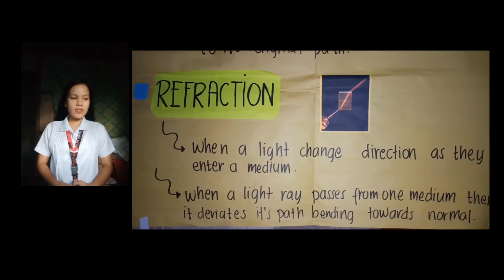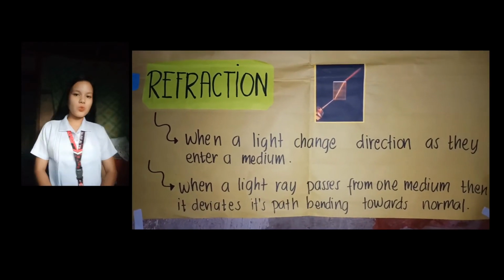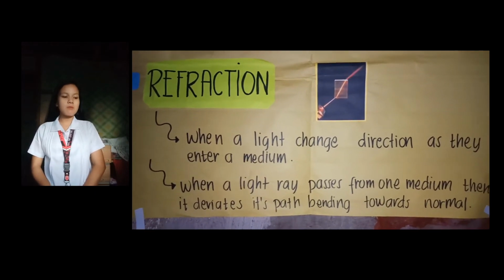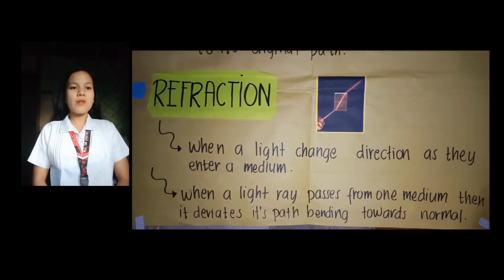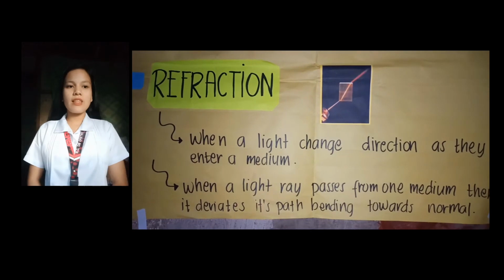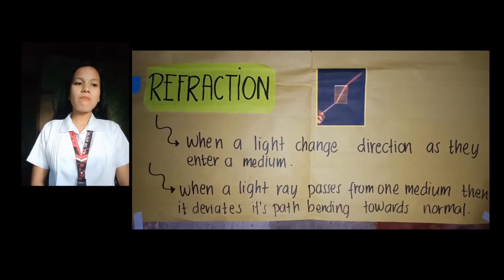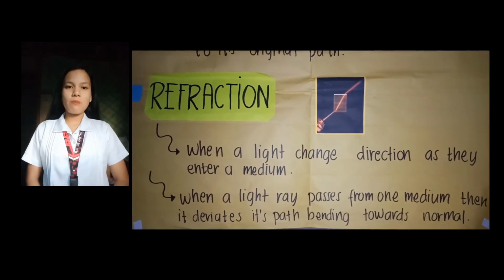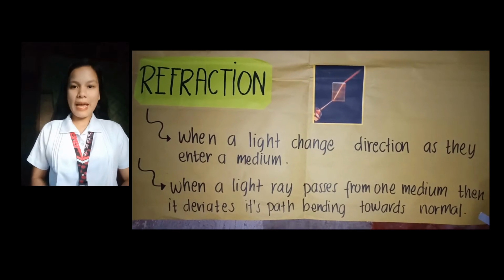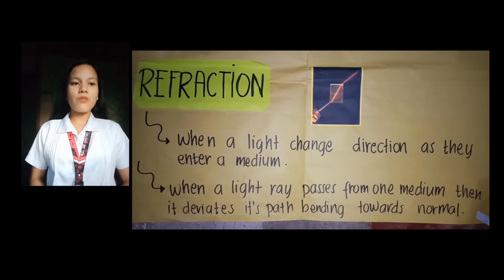In refraction, it occurs when light changes direction as it enters a new medium. When a light ray passes from one medium to another, it deviates its path towards the normal. If we dip one end of a pencil into water, the submerged part looks bent. Light bends or refracts when it changes speed. If the light slows down, it will refract towards the normal line. But if the light speeds up, it will refract away from the normal line.